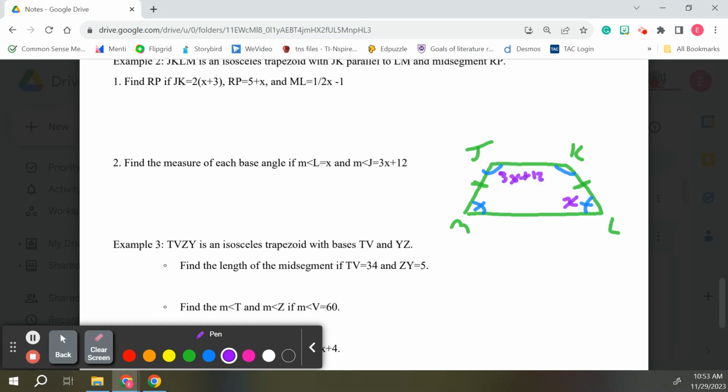So if that's the case, we know that this and this are congruent, so they are supplementary to each other. So we're going to have 3x plus 12 plus x equals 180. Someone tell me, what does x equal here? I want you guys to solve this one on your own. Go ahead.